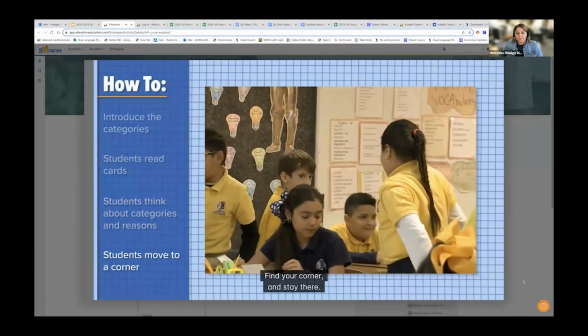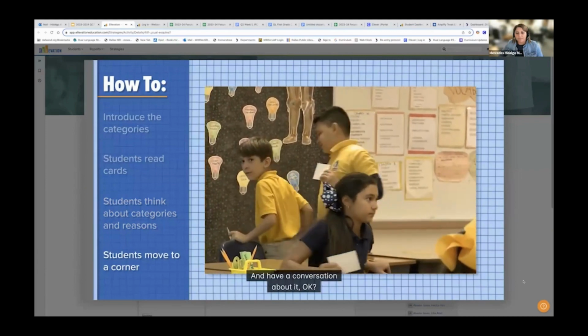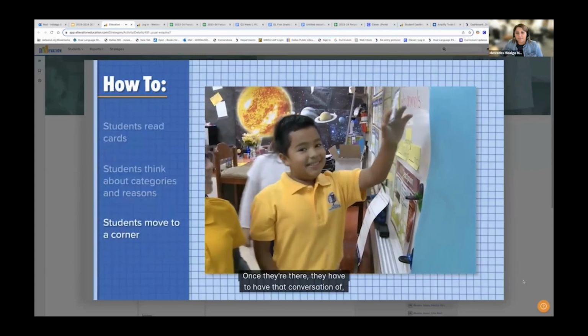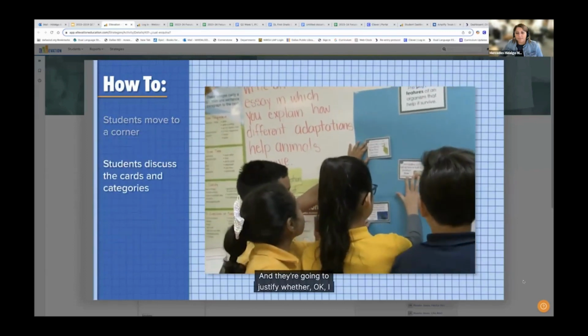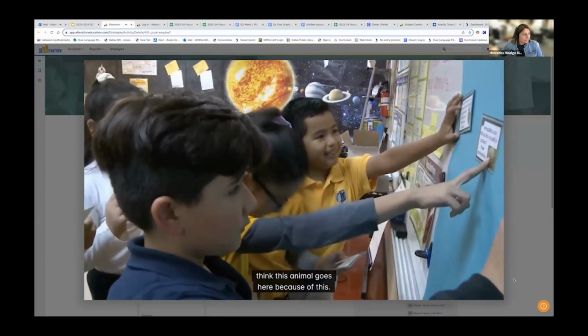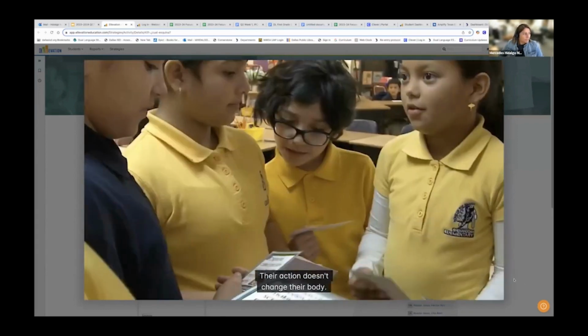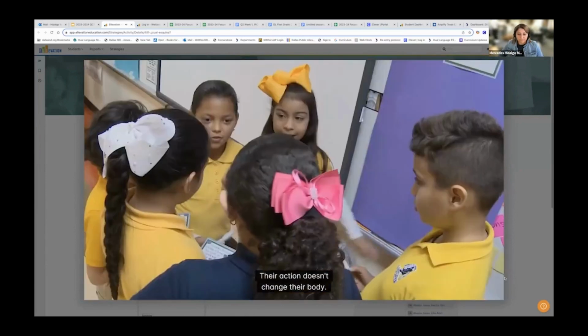Find your corner and stay there and have a conversation about it, okay? Once they're there, they have to have that conversation of, does this card actually belong with this category? And they're going to justify whether, okay, I think this animal goes here because of this. Their action doesn't change their body.